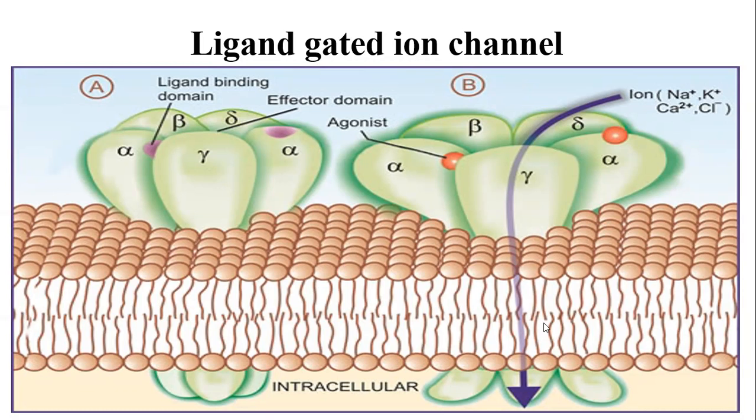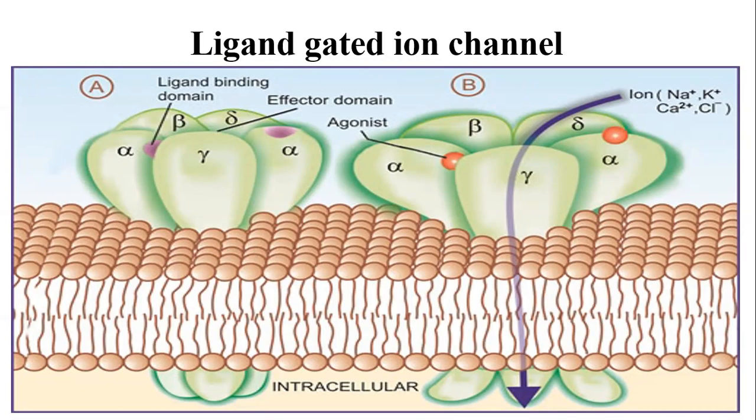The positively charged ions will enter into the what? Cell. As a result, the positive charge inside the cell increases. So it may result in what? Depolarization. As a result of depolarization, then what will happen? The muscle will contract.